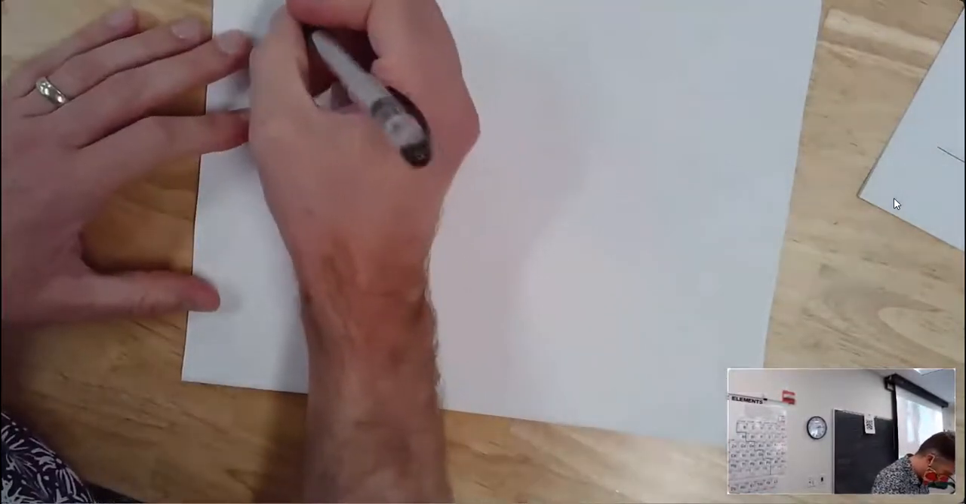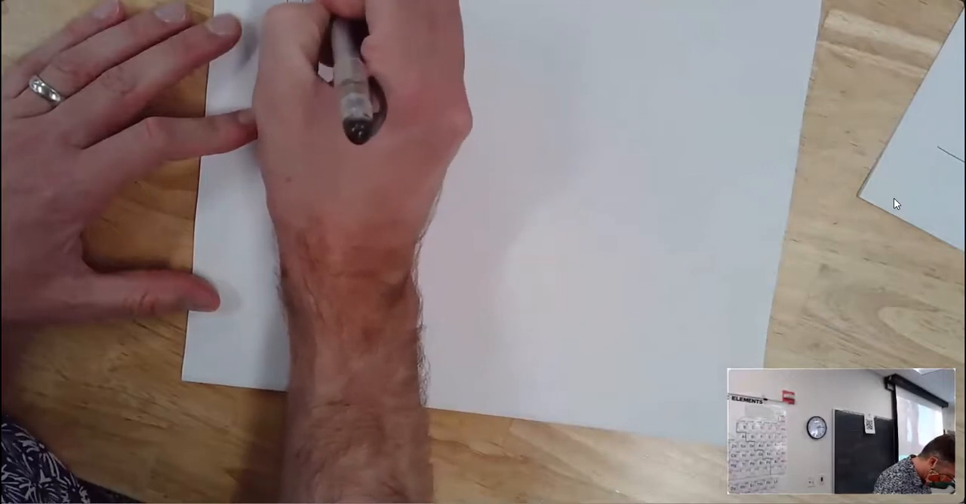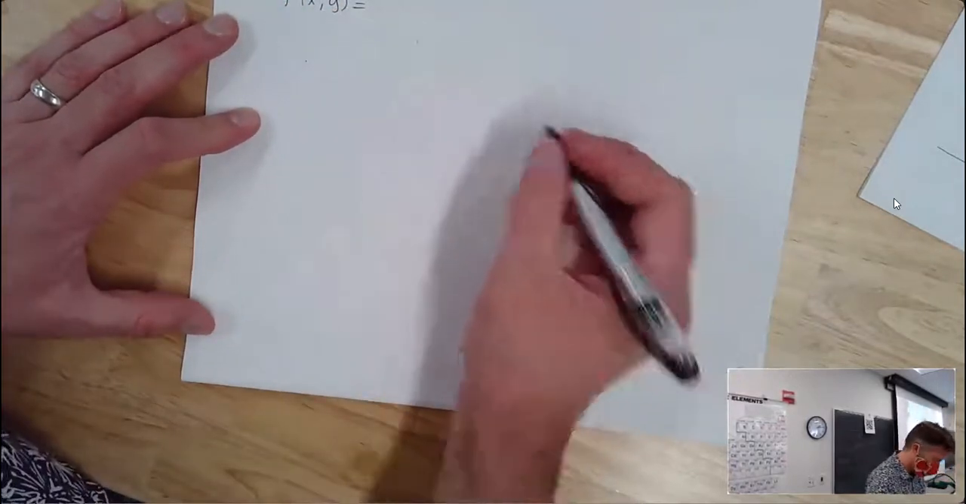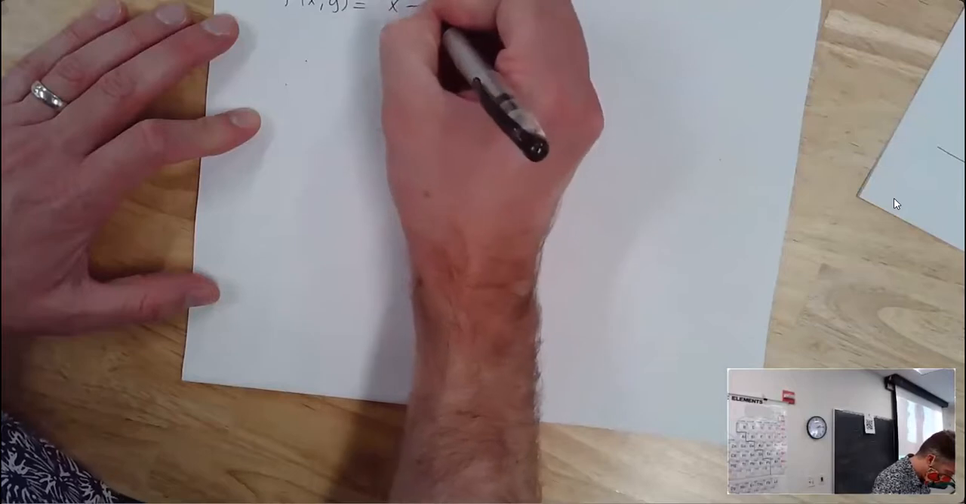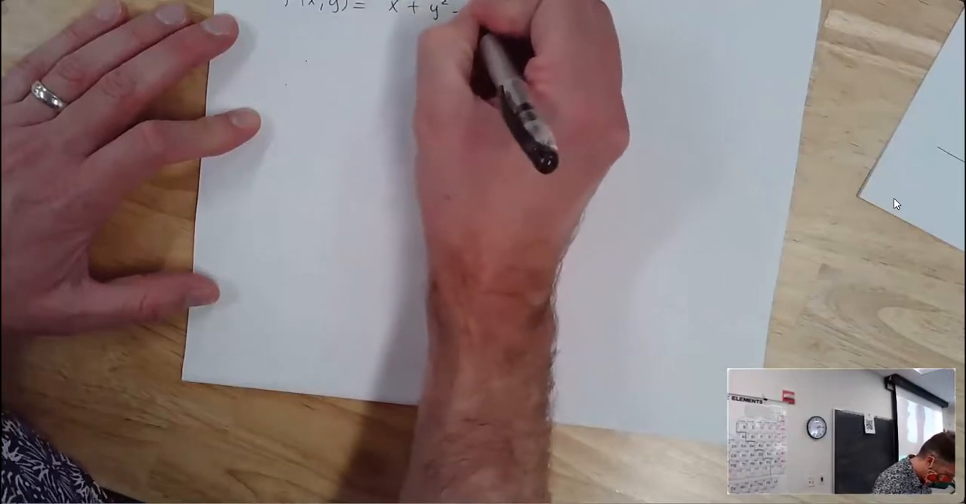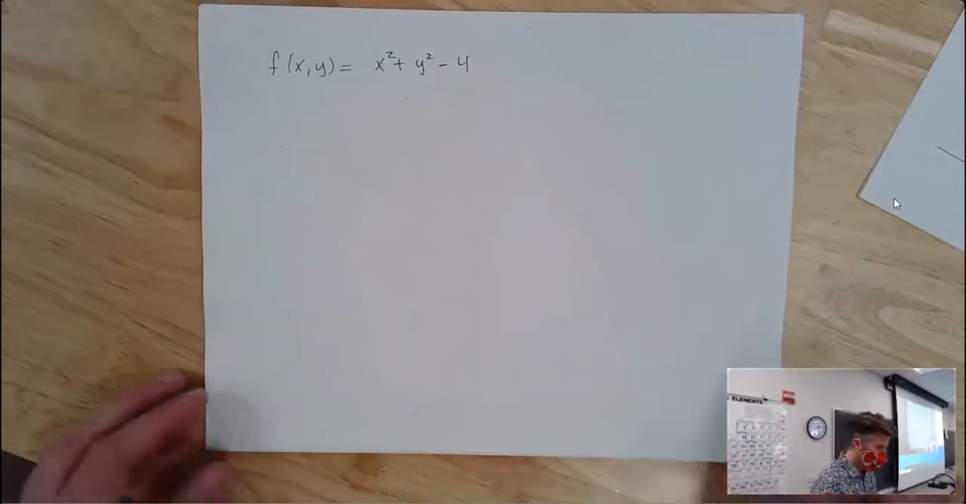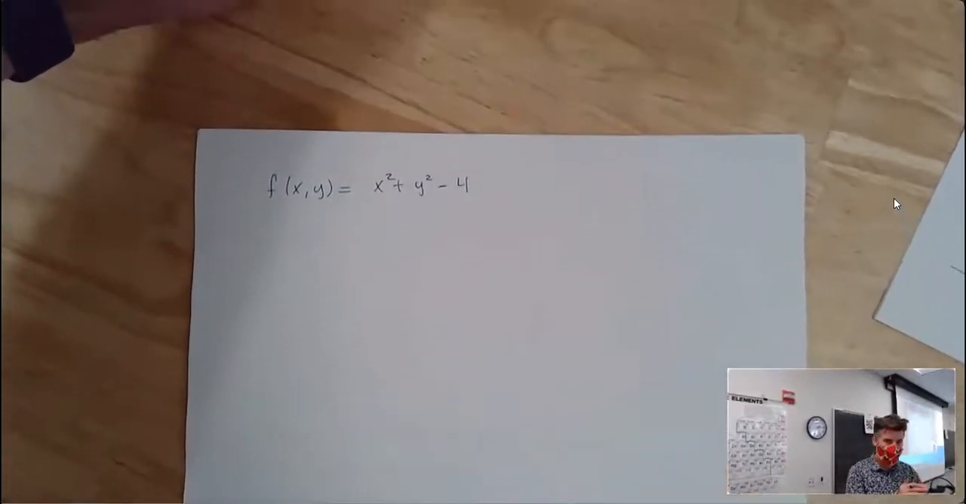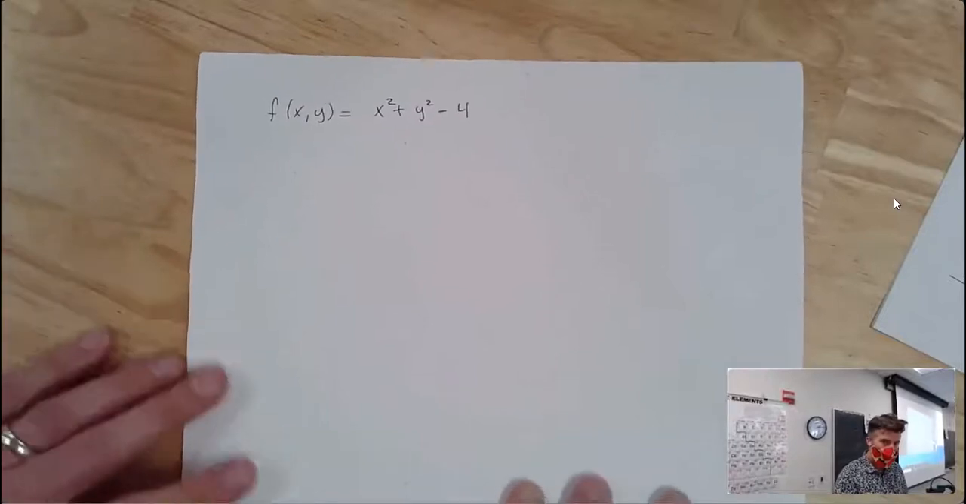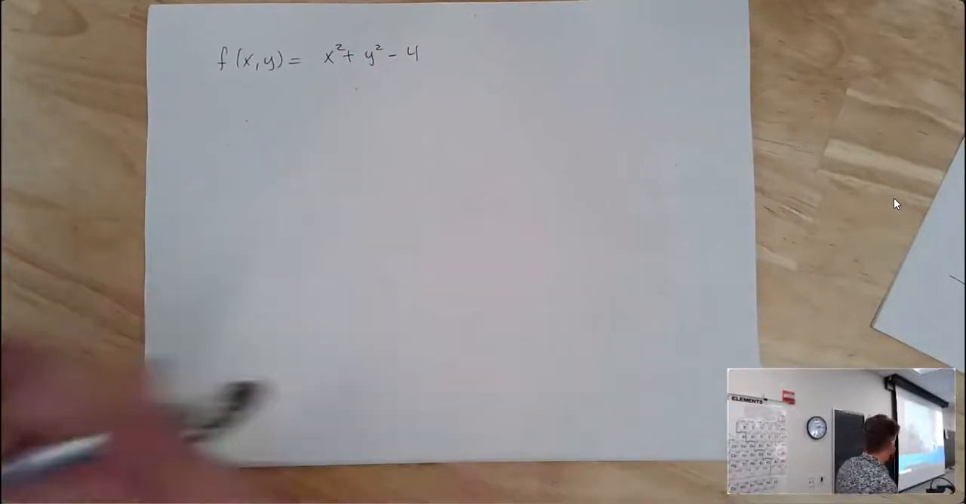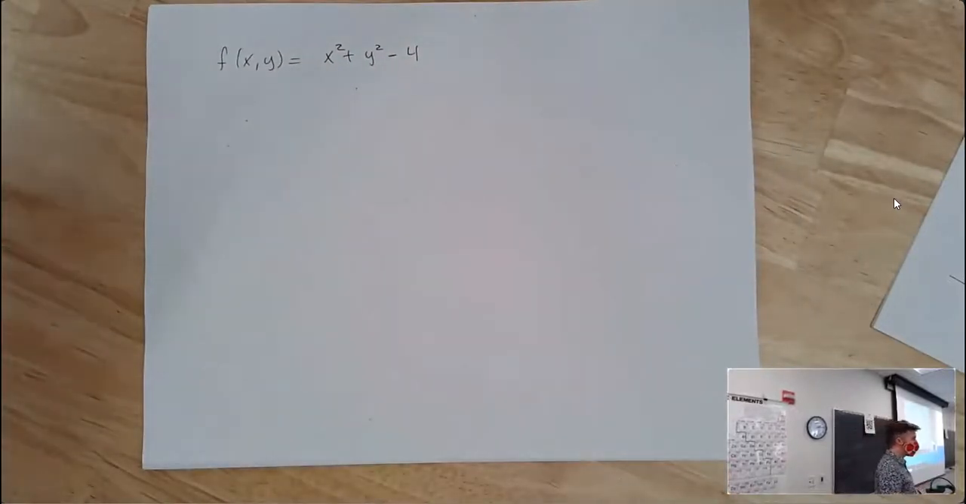That's a good example. So let's say we have f of x, y equal to x squared plus y squared minus 4. And we're going to talk about how we would graph this in 3 dimensions. I don't think you're going to do a whole lot of 3-dimensional graphing in this class, but there's probably like this much, so we should talk about it.